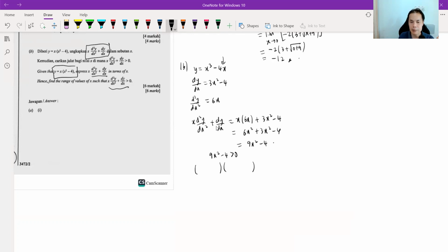Let us double bracket factorize it. This is (3x + 2)(3x - 2). All right, so we can sketch a graph. The roots are minus 2 over 3 and 2 over 3. More than 0 means it should be above here, right? I'm sure you know how to solve a quadratic inequality by now. So more than is the region above. So we say x is either less than minus 2 over 3 or x is more than 2 over 3.